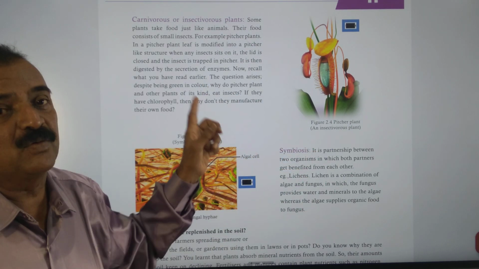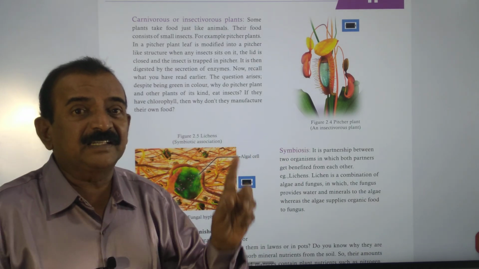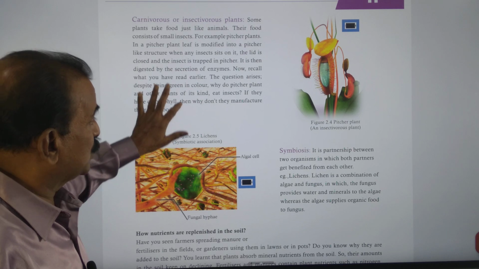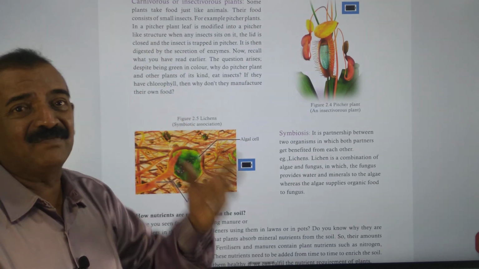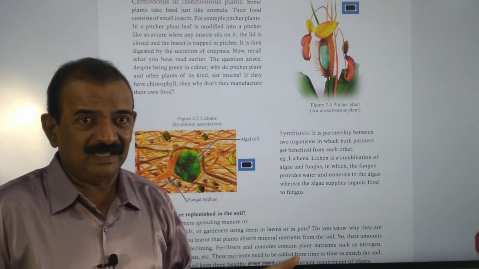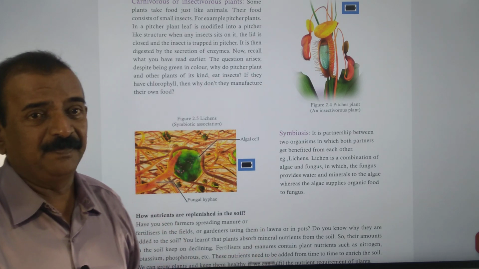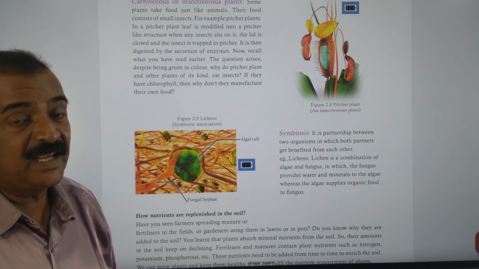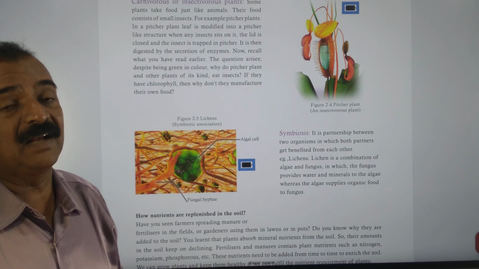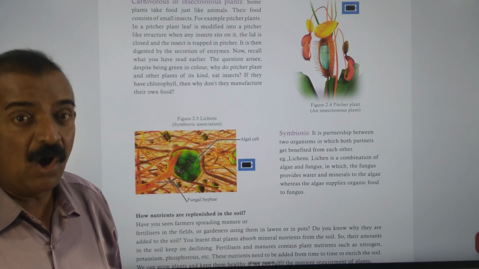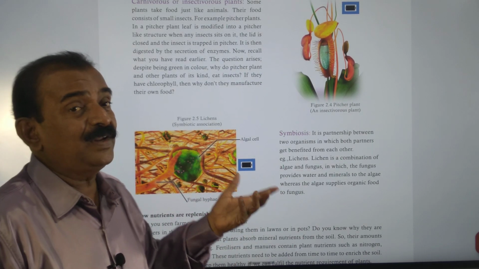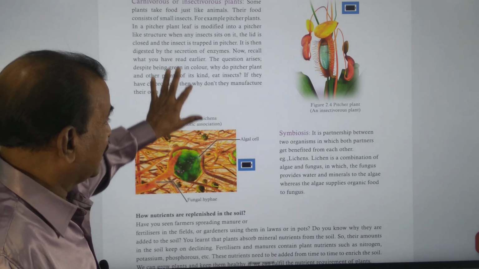So that is the reason this type of nutrition is called insectivorous nutrition or carnivorous nutrition. What are carnivores? Carnivores are the animals which eat the flesh of other animals. Lion is a carnivore and tiger is a carnivore. At the same time, this plant is also called a carnivore. Why? Because it is eating small insects. So this is called carnivorous. Carnivore, that is a plant, a carnivore plant.